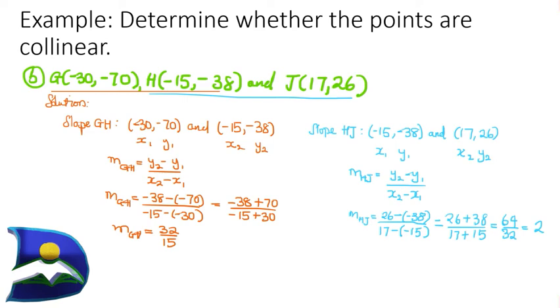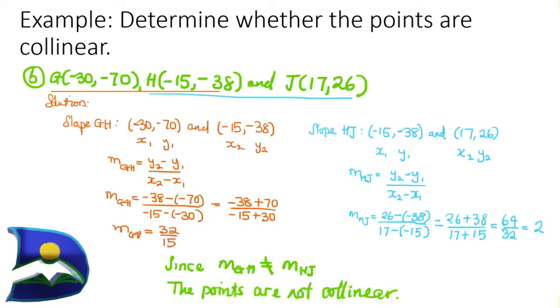So once you have that, the big question is: is the slope GH equal to the slope HJ? No, unfortunately it is not. Therefore, since the slopes are not equal to each other, we come to the conclusion that the points are not collinear. So that is about it for this particular exercise.